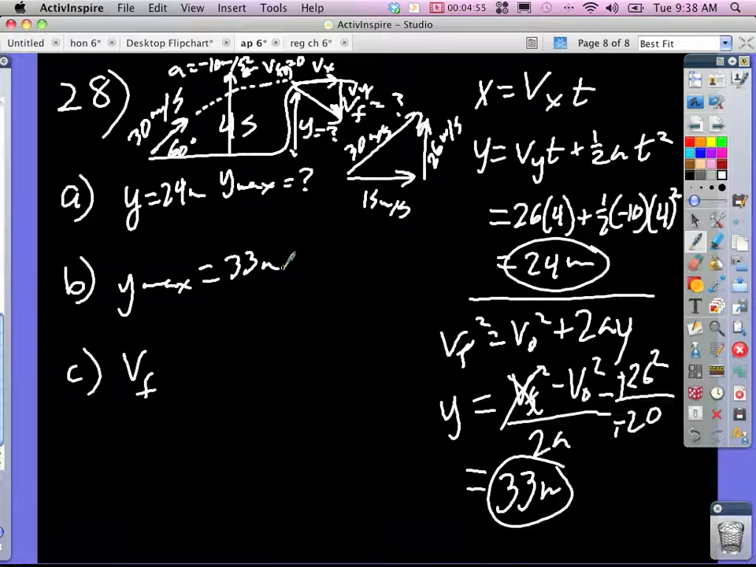Other questions? If it's t, you're thinking of vf is equal to v0 plus at. Yeah, which we actually will use in just a moment. Any other questions on this part B?